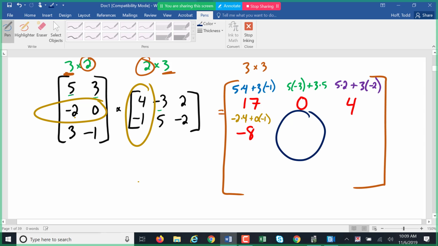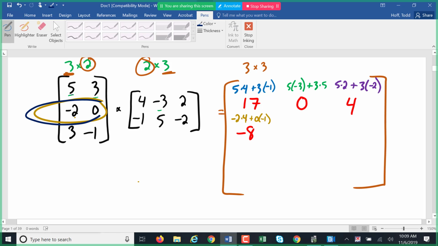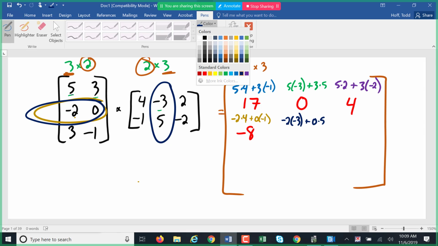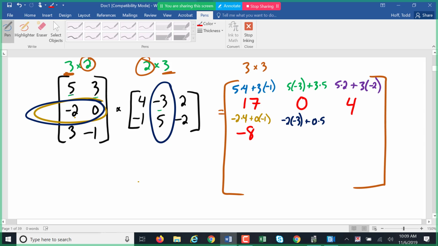Next position is row 2, column 2. So we're still using row 2 out of the first matrix, but we're using column 2 out of the second one. So first element's negative 2 times negative 3, plus the second element, 0 times 5. Negative 2 times negative 3 is a positive 6. 0 times 5 is 0. So 6 plus 0 is 6.